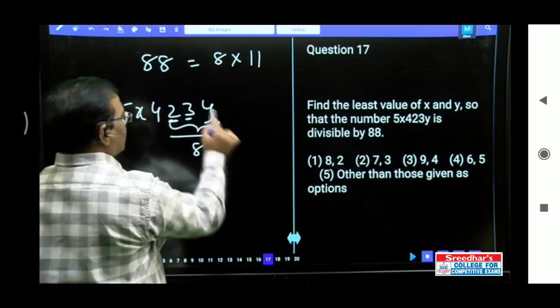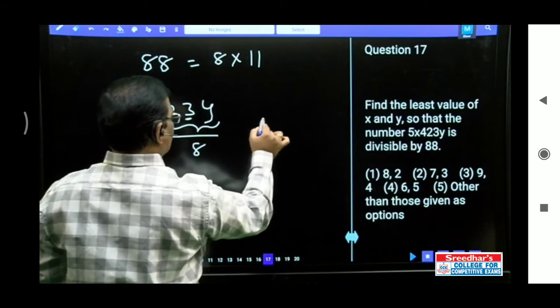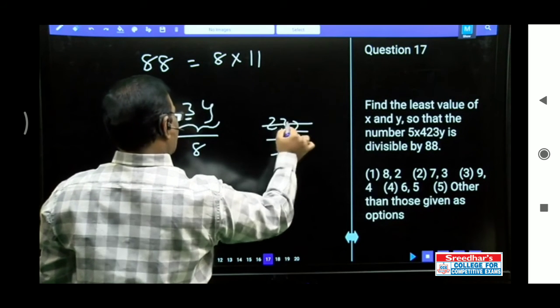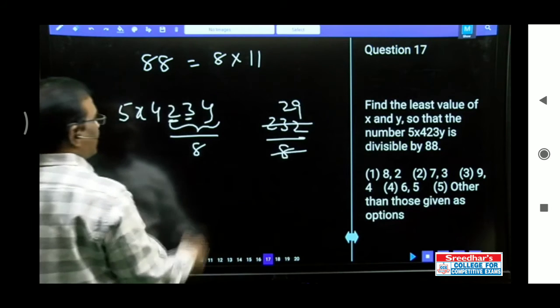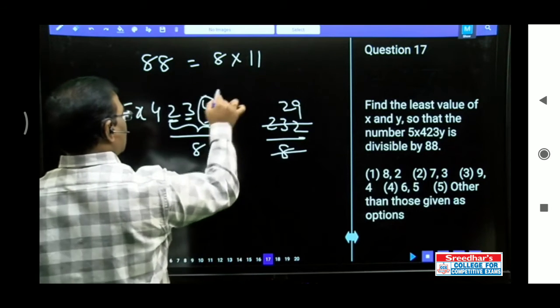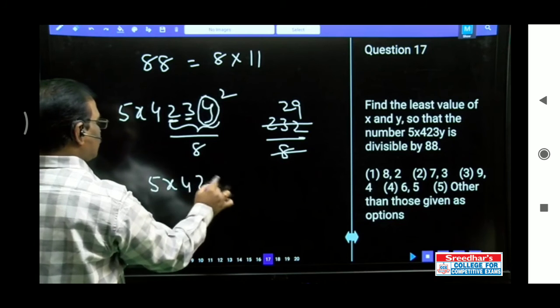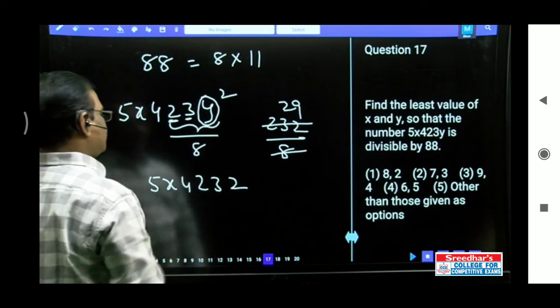ఇంకా 32 అయితేనే ఇక్కడ y ప్లేస్ లో 2 ఉంటేనే 32 లో 8 పోతుంది కాబట్టి అంటే లాస్ట్ 3 digits 232 లో 8 క్యాన్సిల్ అవుతుంది. ఎన్నిసార్లు అంటే 29 times. Therefore y must be 2. Y value ఎంత ఉండాలి? 5x4232. So y is 2. The least value of y is 2.